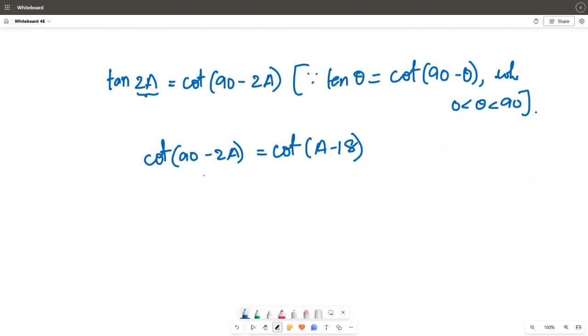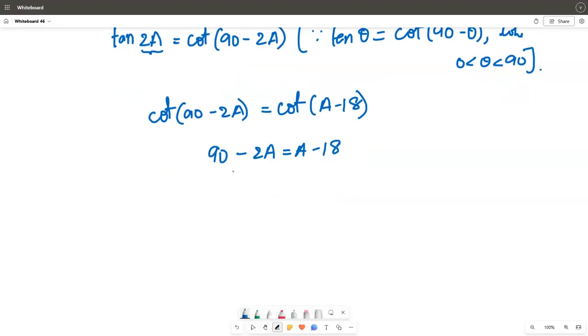So since cot theta is equal to cot B, I can say if cot A equals cot B, then A equals B. So 90 minus 2A is equal to A minus 18. Next, if I shuffle the elements here and there, so 90, if I bring minus 18 to this side, it will be plus 18. And bring this minus 2A to this side, so it will be plus 2A.